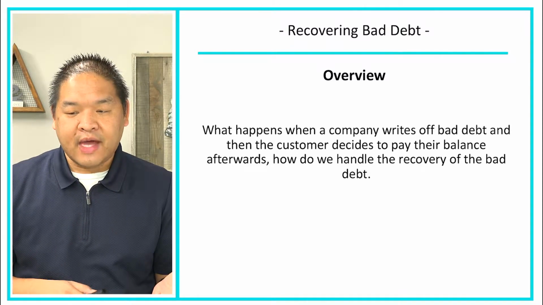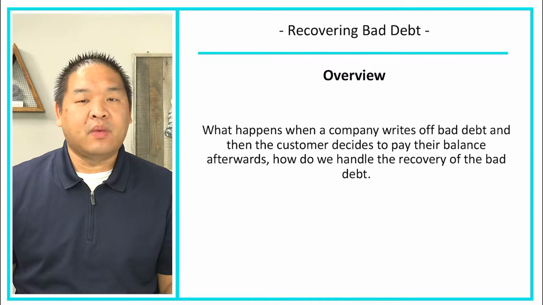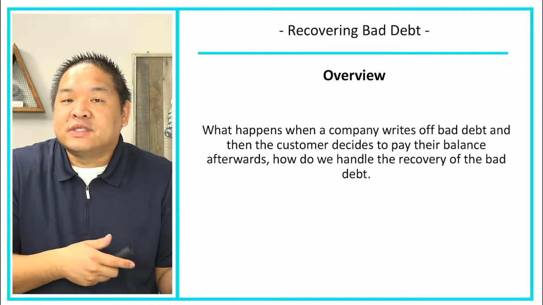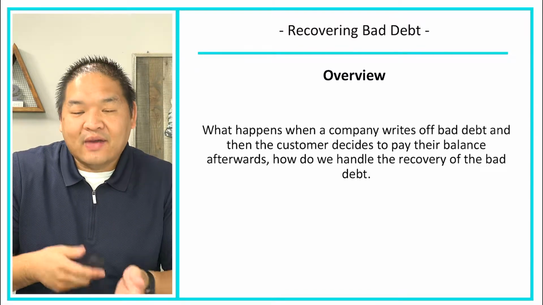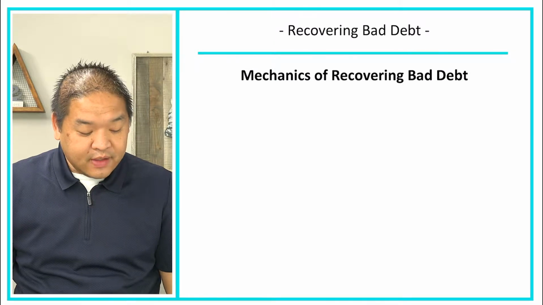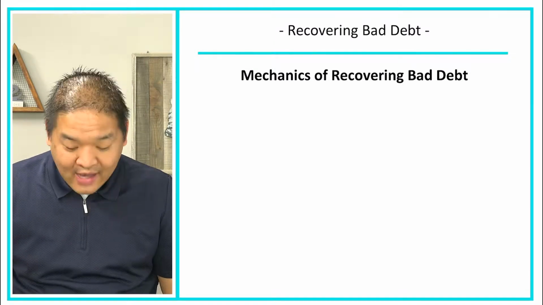So we wrote off their bad debt. They've come back to us. Maybe they want to buy more stuff, but they know that they have to pay us back for the old stuff. And when they do that, then we might think about selling the new stuff to them. So what do we need to do? Well, here's the mechanics of recovering that bad debt.